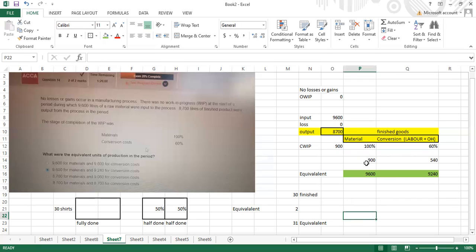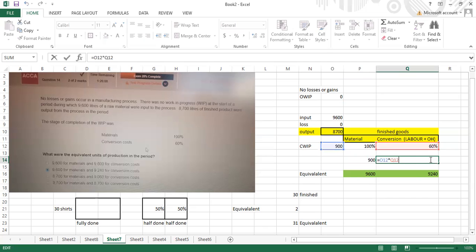But it is saying that material is 100% complete, that the remaining closing work in progress is not considered as a finished good. So you will take the 100% of 900. You already know that 100% of 900 would be 900, so 900 would be the material figure. And how did I calculate 540? I calculated it with the 900 multiplied by 60%. Whatever the percentage is given in the exam, you can do it.